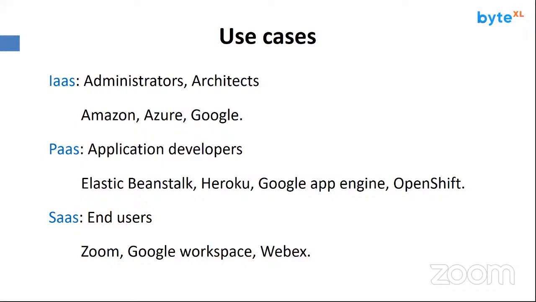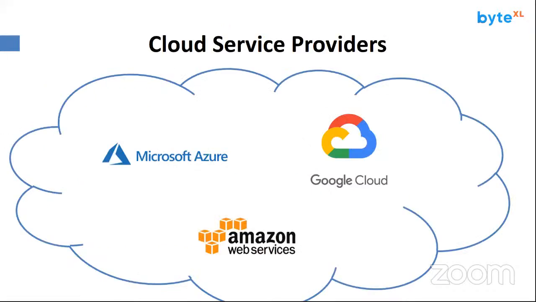Platform as a service is purely designed with developers in mind. That's the one thing you have to keep in mind. There's something called Google App Engine and OpenShift. Software as a service is purely used by the end users, and as you can see here, Zoom, Google Workspace, and WebEx are examples. Now, these are some of the cloud service providers: Microsoft Azure, Google Cloud, and Amazon Web Services.